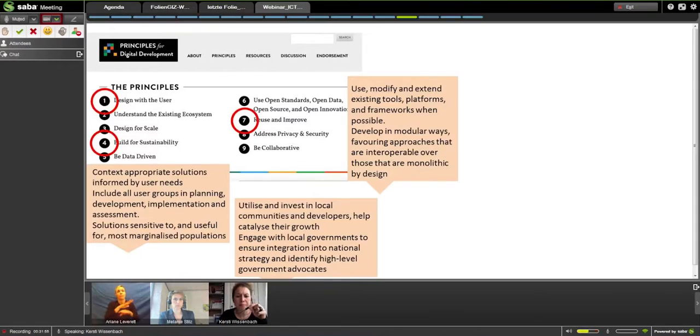And then it's principle 4, build for sustainability, which means utilizing and investing in local communities and developers, helping to catalyze their growth, engaging with local governments to ensure integration into national strategy, and identifying high-level government advocates. What we've seen a lot is that specifically in a development context, it's often developers and IT specialists or IT firms from the corporate sector that are helicoptered in to design solutions, or even design them from a distance, which is not really sustainable. Whereas in really most countries, we do by now have experts who are very much involved in that field and who are able to anticipate local solutions and local relevancies and develop them.